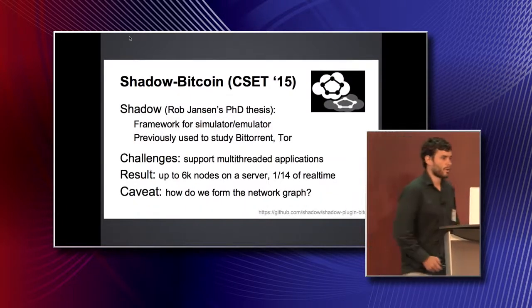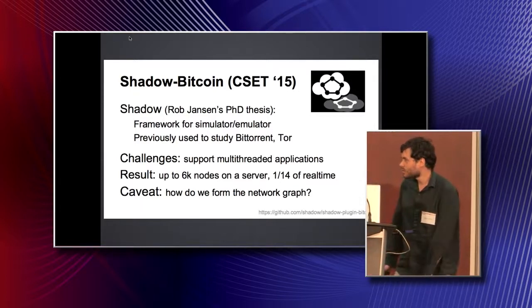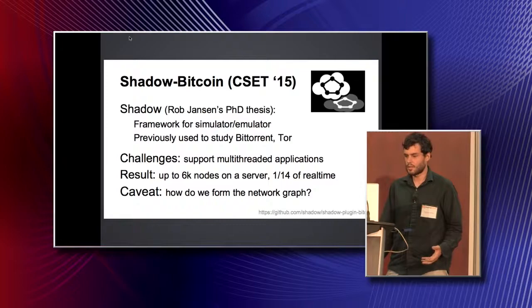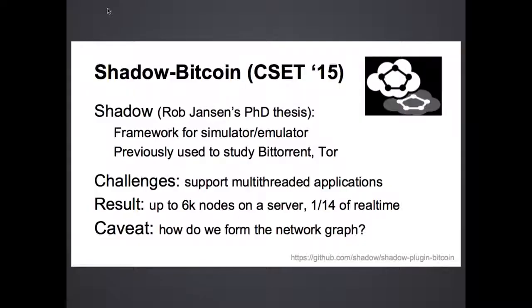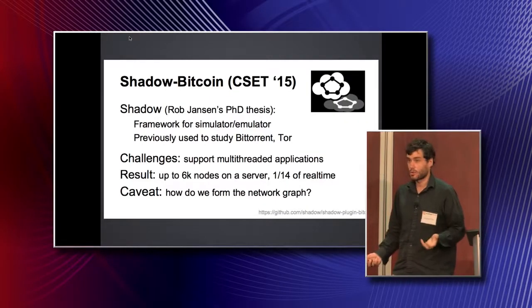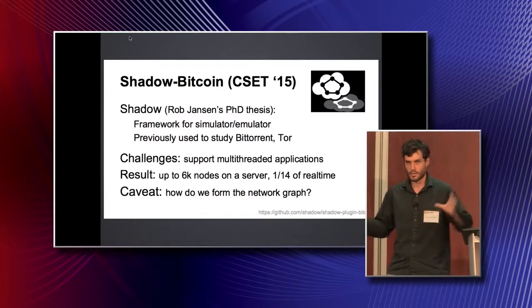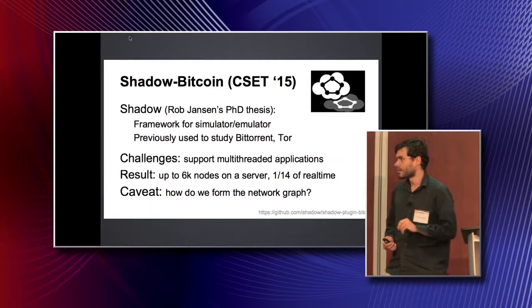Okay, so the starting point for this is the Shadow framework. This was made by Rob Jansen, who's now at the Naval Research Lab. This was his PhD thesis, and he mostly used it to study BitTorrent and Tor. And so for my summer internship with Rob, I upgraded the Shadow framework so that it could support Bitcoin. The challenge in supporting Bitcoin is that Shadow is really only made to handle applications that have a very simple event loop, like just one single-threaded event loop with non-blocking I/O.